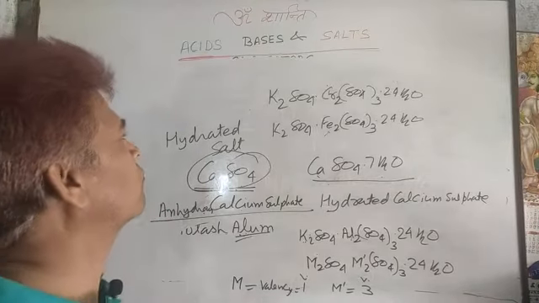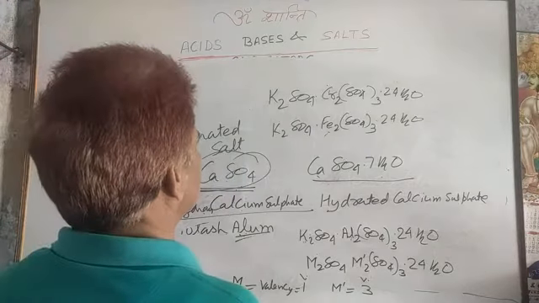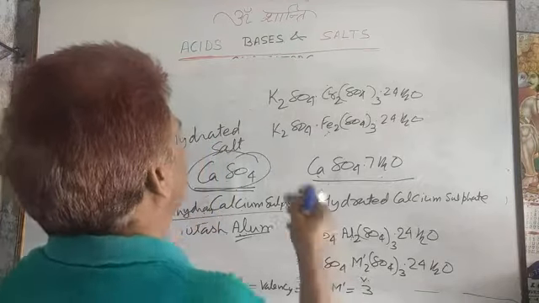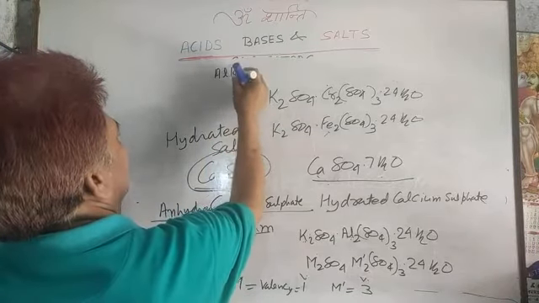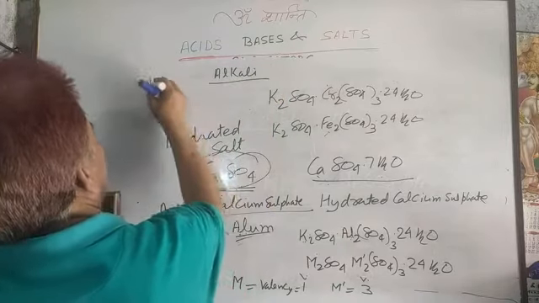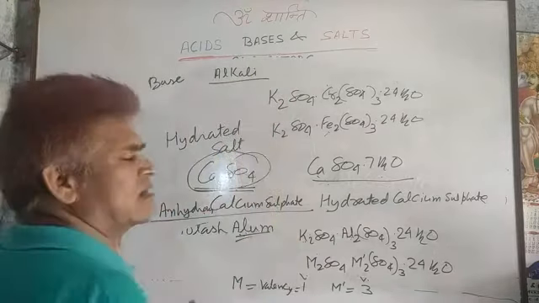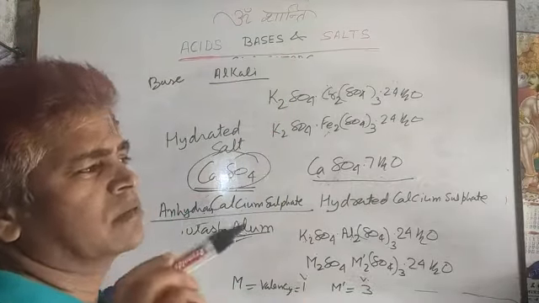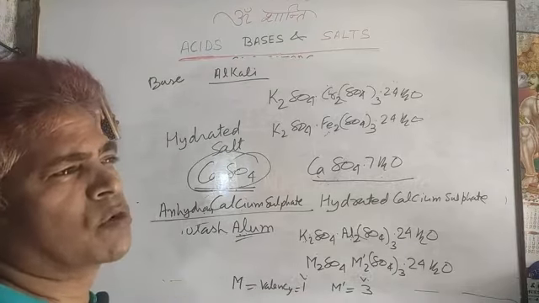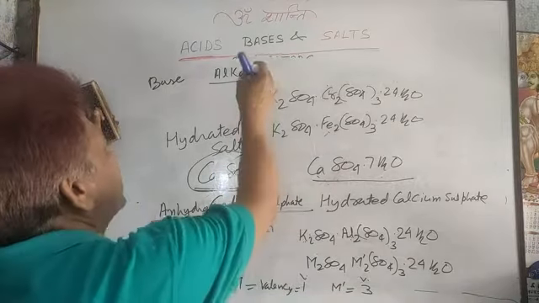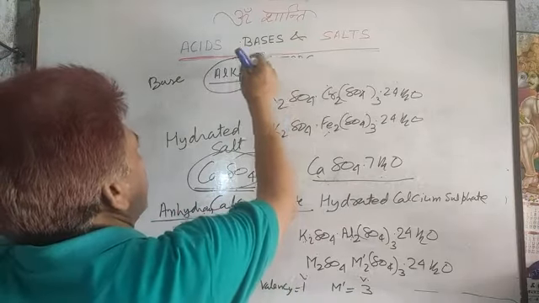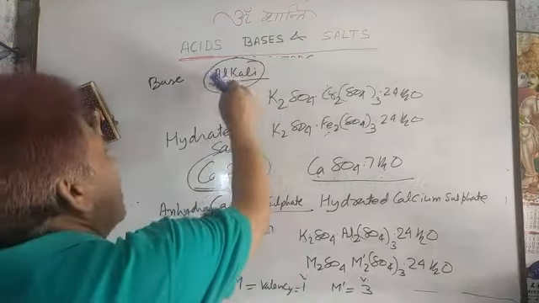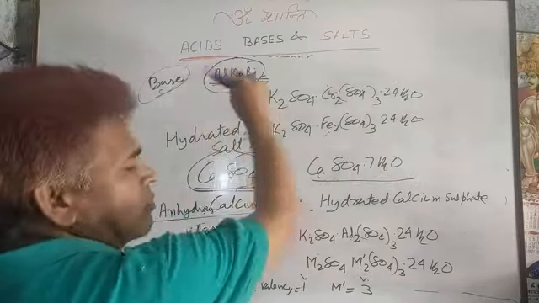About the base, one word is sometimes written in lower classes, which you have already known: alkali. Alkali and base are the same thing but slightly different. Some bases are soluble in water, some bases are not soluble in water. The base which is soluble in water is known as alkali, alkaline in nature. So all alkalis are bases, but all bases are not alkalis.